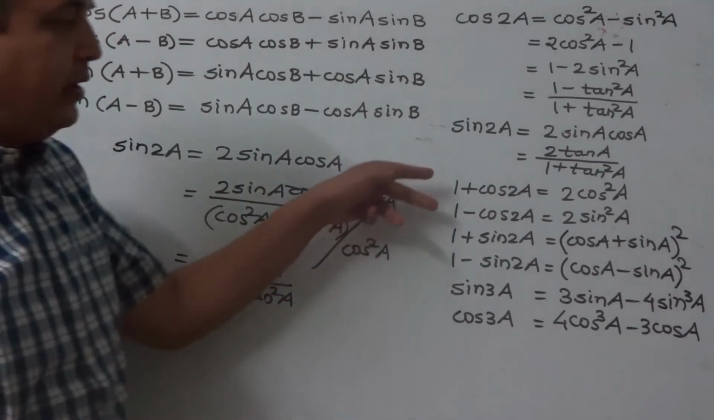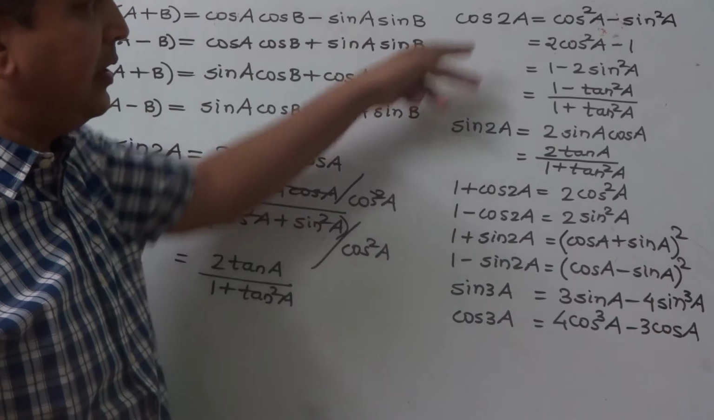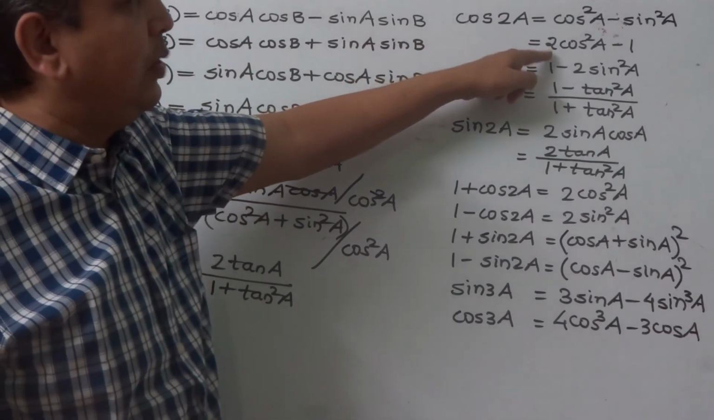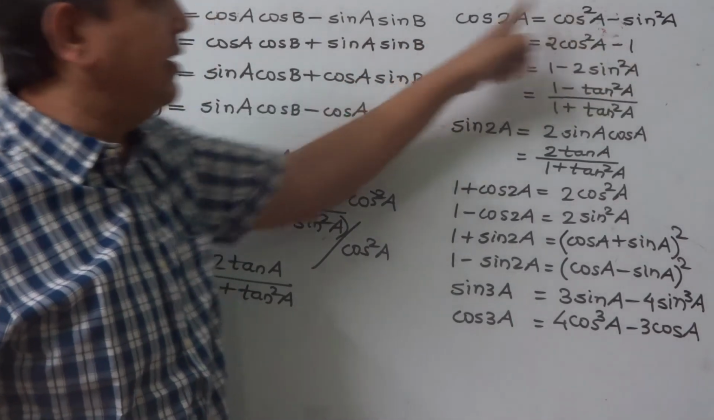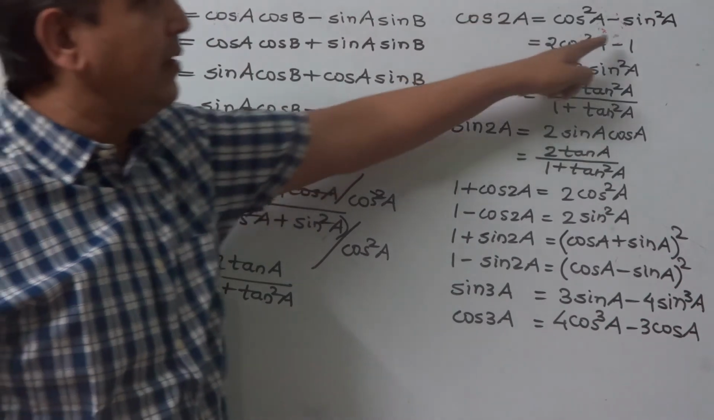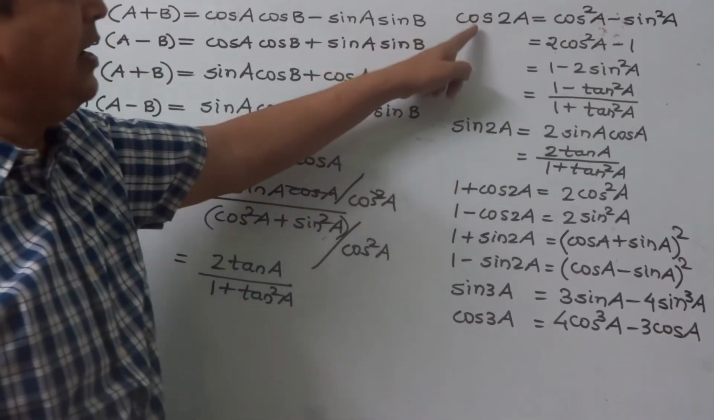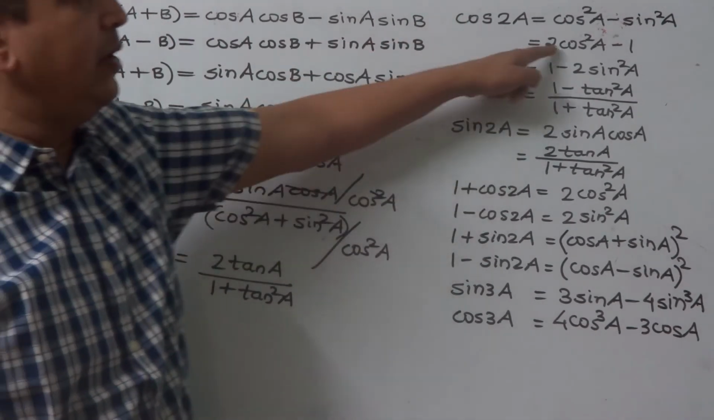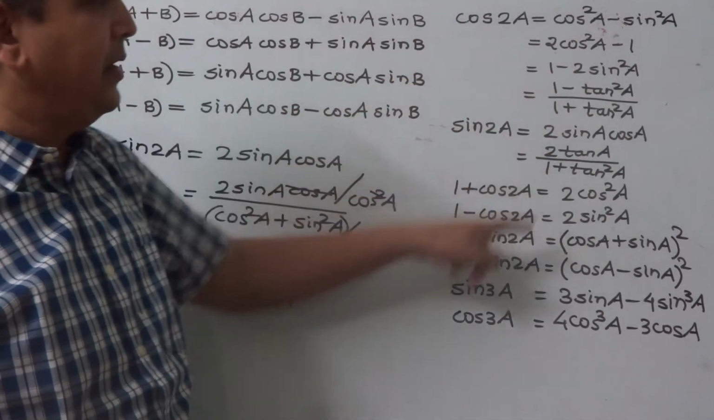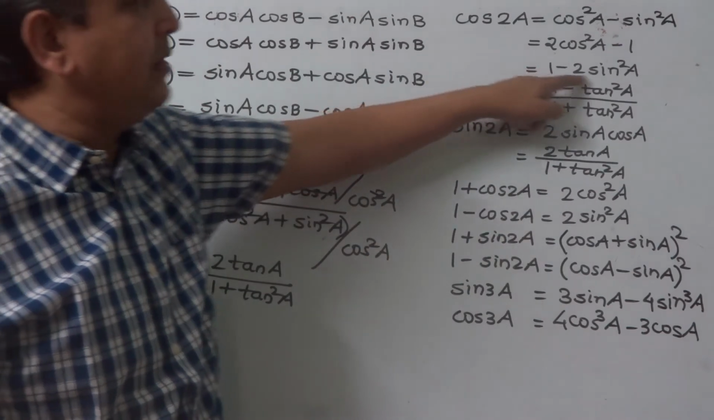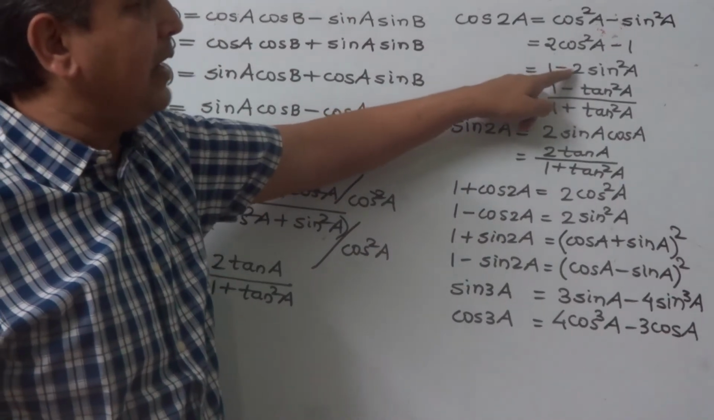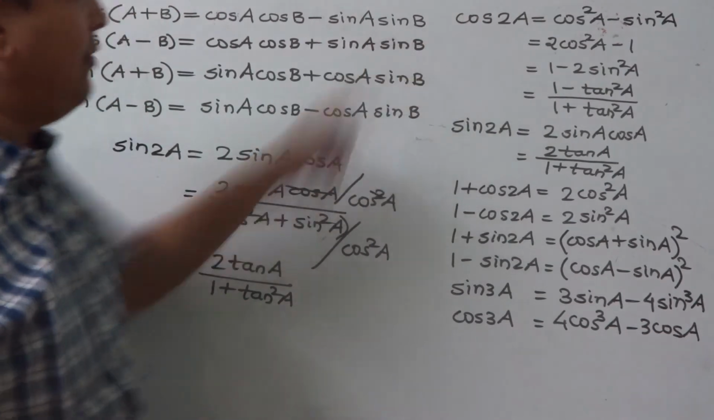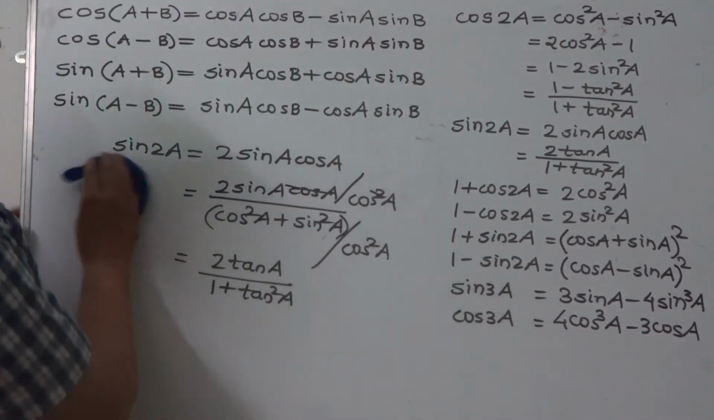Now students, for these two results we can check the earlier formulas. 2 cos square a minus 1 is equal to cos 2a. We take minus 1 on the left hand side, it becomes plus 1. So we get 1 plus cos 2a equal to 2 cos square a. The next formula can be obtained from this relation. This minus 2 sin square a goes on the left hand side. So what do we get?